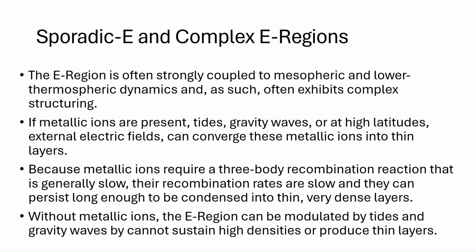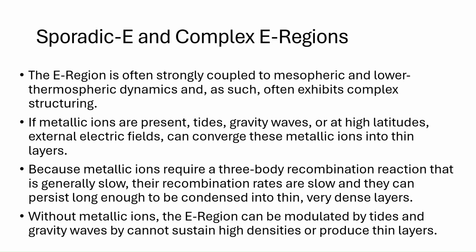Sporadic E are just thin metallic ion layers that are produced by convergence by either gravity waves or tides, or if you're at high latitudes, external electric fields. Depending on the orientation of the magnetic field, you can get compression from an externally imposed electric field. If you don't have metallic ions present, these tides can still compress and structure the E region, but they won't form thin, very dense layers. They'll just have small undulations. I'll show you some examples of what that really means. Metallic ions have very slow recombination rates.